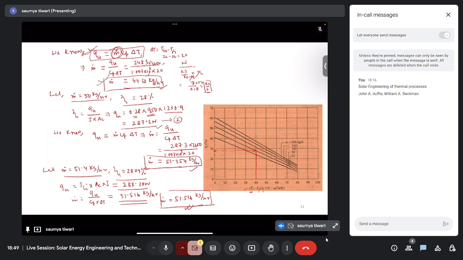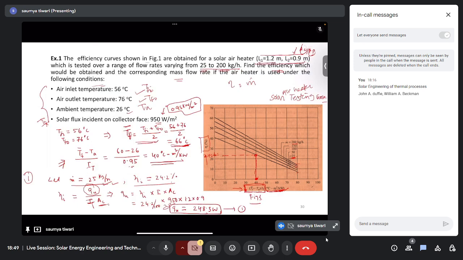If we compare these two values, the assumed value was 25 and the value we are getting after calculation was 44.38 kg per hour. So this is not the correct answer. So what we'll do is increase the mass flow rate now. Say we are going for 50 kg per hour. We'll repeat the same process.